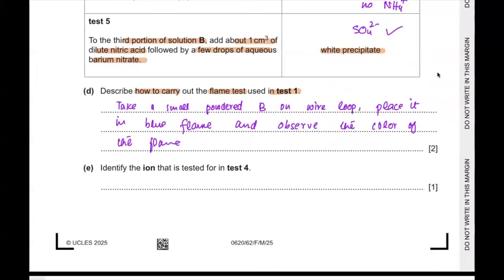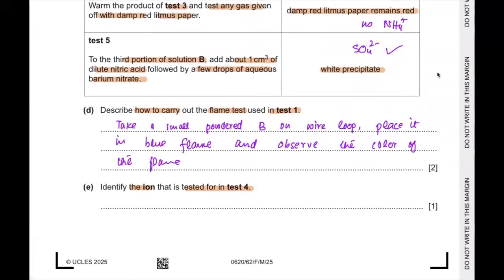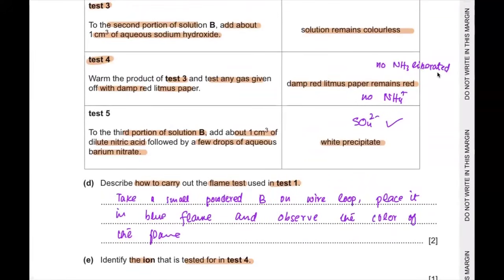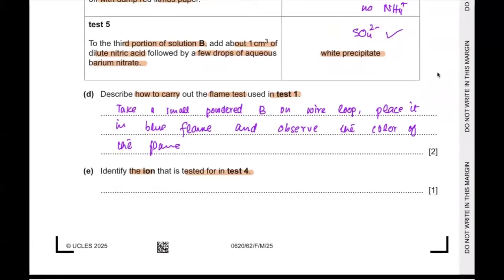Now, identify the ion that is tested for in test 4. So in test 4, which ion has been tested? The ammonium ion has been tested, and we haven't found ammonium ion in this solid B. Is this clear?